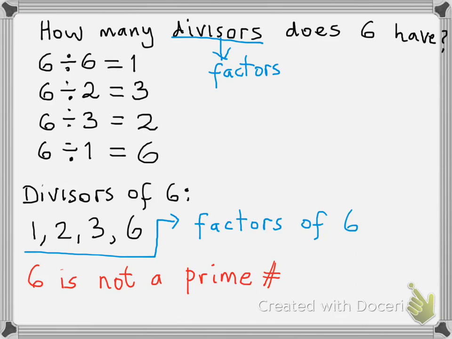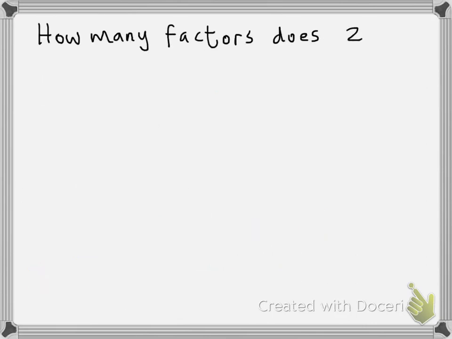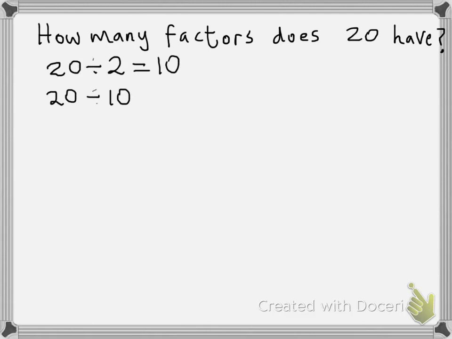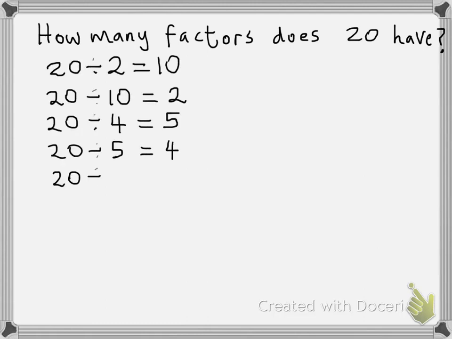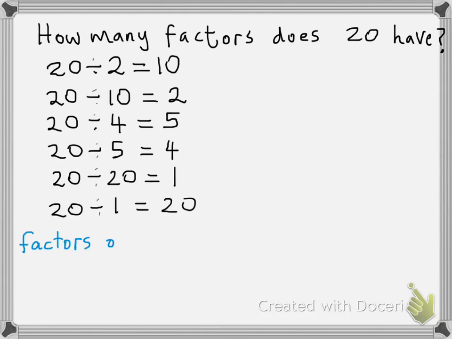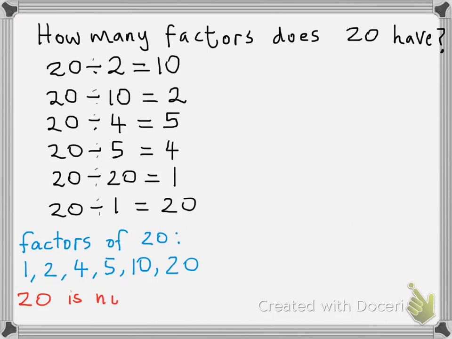Remember we said a prime number is a number with only 2 divisors, itself and 1. And by the way, the things we call divisors, you can also call them factors. That's why I'm calling these factors in here. So you say that 1, 2, 3, and 6 are factors of 6. What about 20? How many factors does 20 have? We can do the same thing we just did with the number 6. And we will see that 1, 2, 4, 5, 10, and 20 are all factors of 20. Because 20 has more than 2 factors or 2 divisors, 20 is not a prime number.